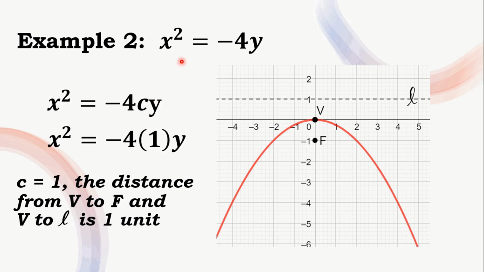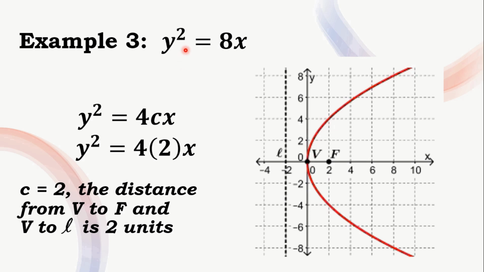Example 2. x squared equals negative 4y. This is patterned to the form x squared equals negative 4cy. The negative sign refers to the graph which opens downward. The value of c is 1, which is the distance from the vertex to the focus and from the vertex to the directrix, or line L. The illustration shows the basic properties of the parabola.